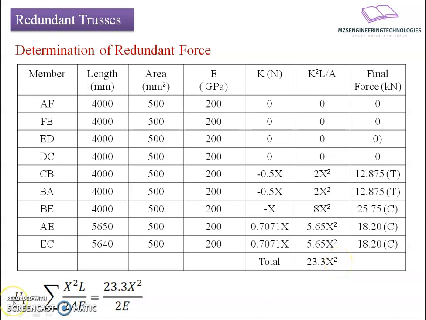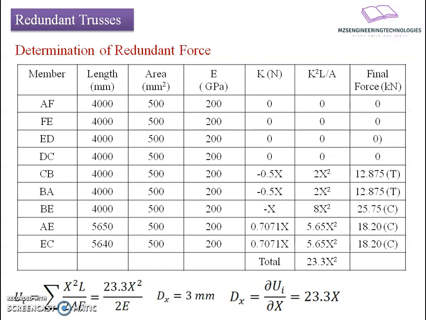As we know, the strain energy stored by the system will be given by the relation x square L divided by 2 AE. So we get the answer here 23.3 x square divided by 2 E. I am not substituting the value of A here because I have already taken A in the product. Now we know the support B has sunk by 3 mm. Then we can write this relation with reference to Castigliano's second theorem, which states that the partial derivative of strain energy with reference to the redundant force is equal to the displacement caused by that particular force. So we get here 23.3 x divided by E, the relation we will have here.